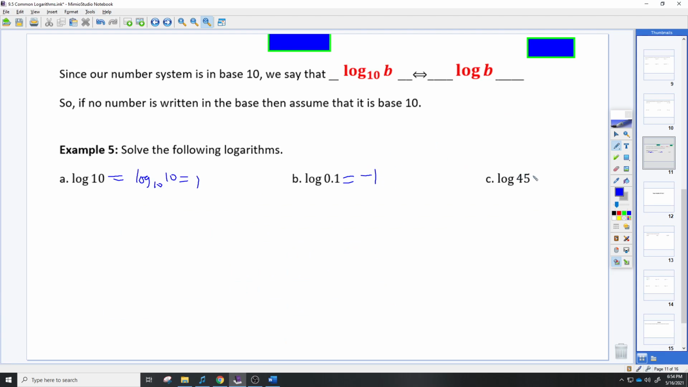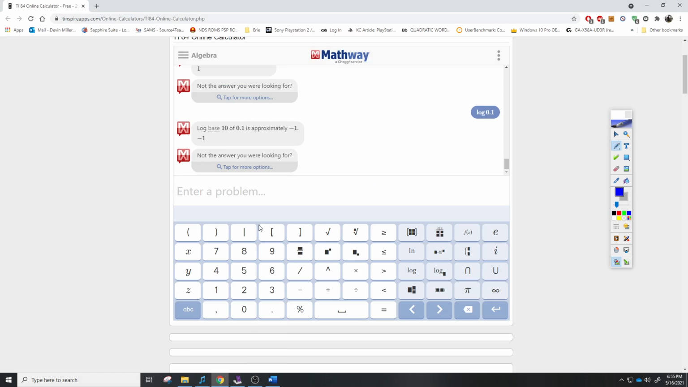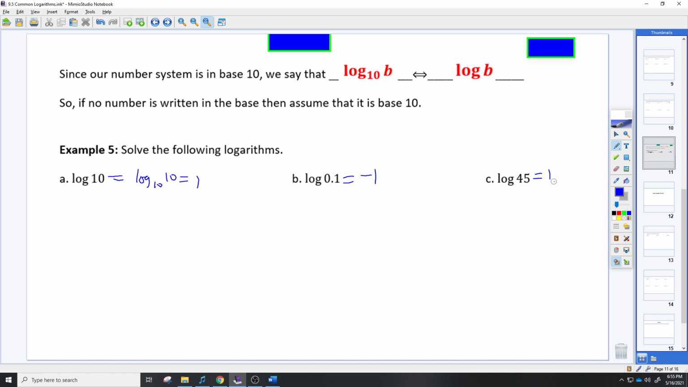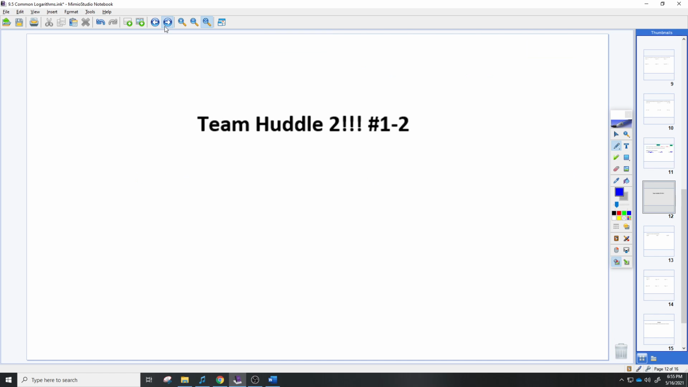And the last one, log of 45. So that's saying 10 to what power gives you 45? So that would be somewhere between 1 and 2. So log of 45, 1.65. And so that's a little easier version of how to do it. If you just see the word log, it means it's base 10. Just have to memorize that.